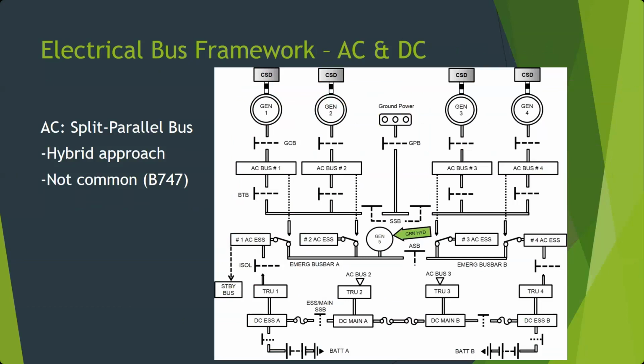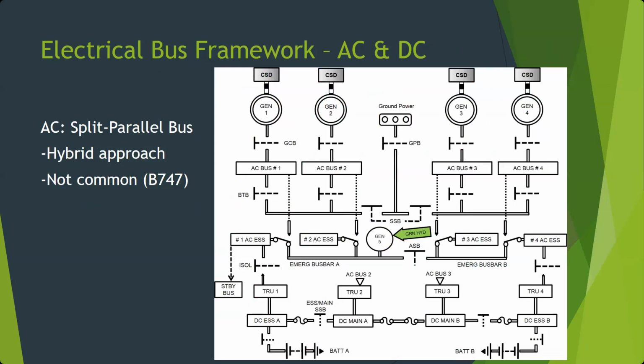Not very common, just a few large aircraft did this. It's a split parallel because essentially you're running a parallel bus on the left and a parallel bus on the right. They're split under normal conditions. If for some reason you lose both generators on one side, then you can power all 4 buses off the 2 generators that are on the opposite side.